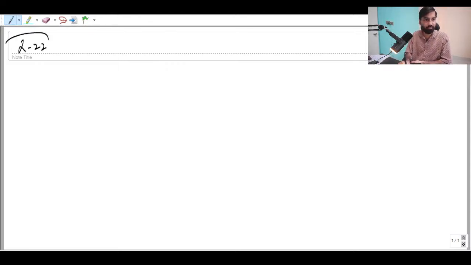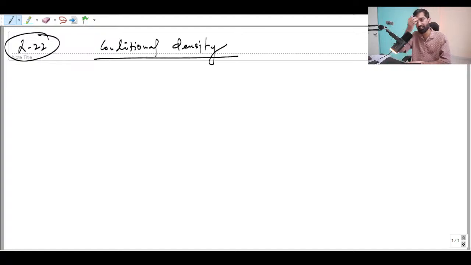So this is lecture number 22, and we are discussing the joint density function. Already we have discussed the conditional density function. I think many of you may have understood the meaning of conditional density function. So I will just recap here. What is that conditional density function? Conditional densities.